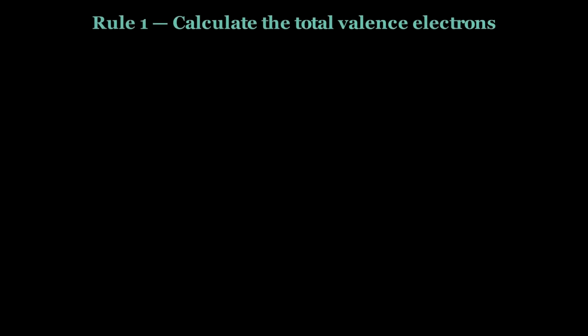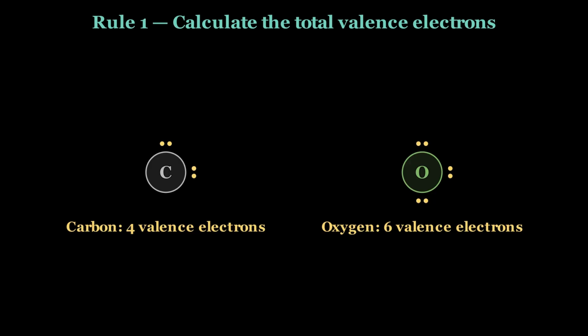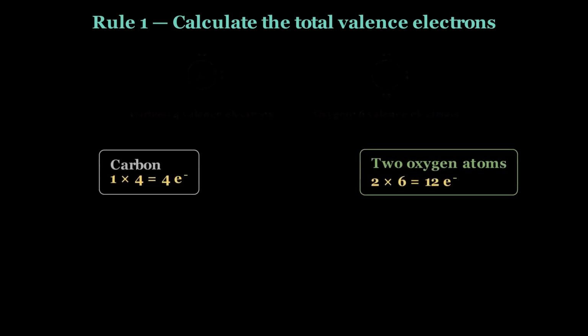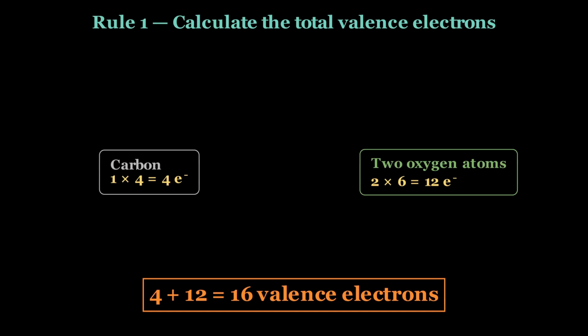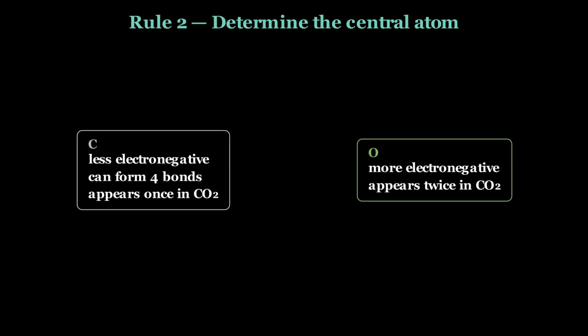Rule 1. Calculate the total number of valence electrons. Carbon is from group 14 and has 4 valence electrons. And oxygen is from group 16 and has 6 valence electrons. So 4 from carbon and 6 from oxygen; we have 2 oxygens, so it's a total of 12 from oxygen. In total, we have 16 valence electrons in carbon dioxide. Rule number 2, determining the central atom. The central atom is usually the least electronegative atom, or an atom which can make multiple bonds, or usually the atom which only appears once in the formula.